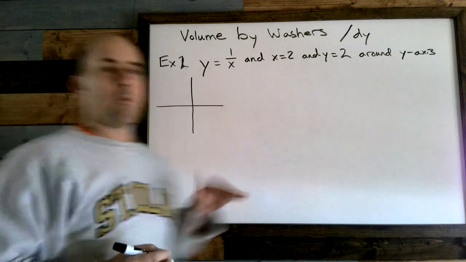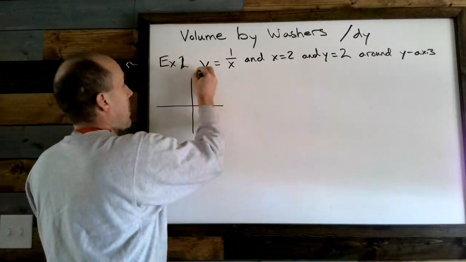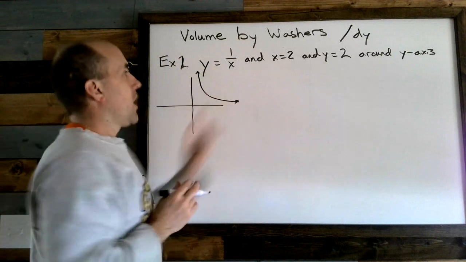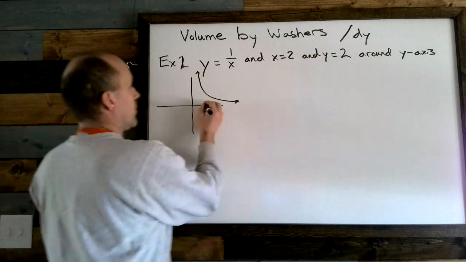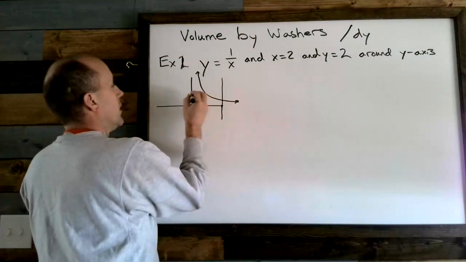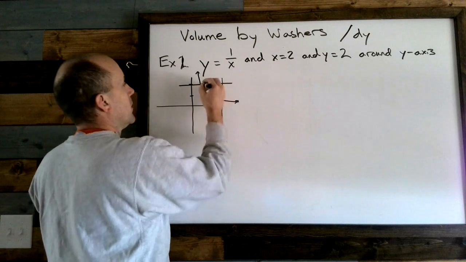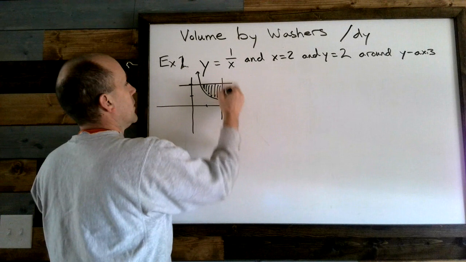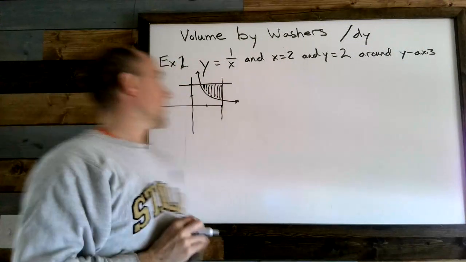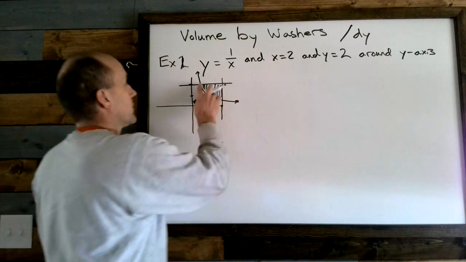First question is, do you remember what 1 over x looks like? It's a reciprocal function. And so it starts up and it heads on down like that. Okay? And then it says x equals 2. So if I go over 1, 2, that line, and then y equals 2, I have 1, 2. And so that's my region. That's the region I'm looking at. I'm going to take that and revolve it around the y-axis.